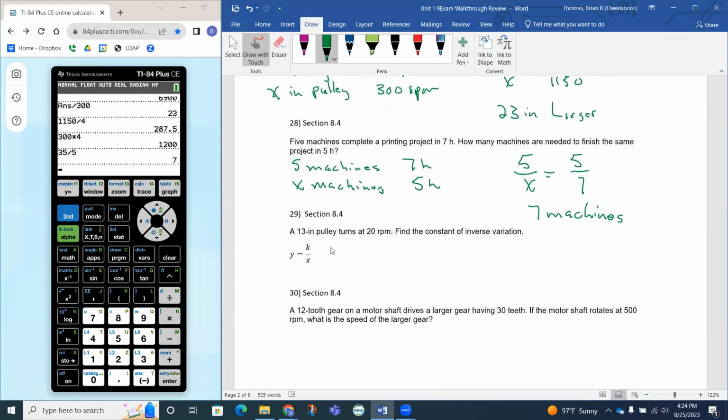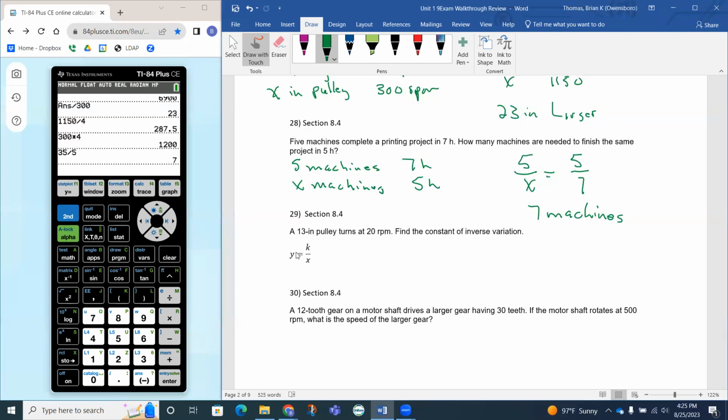So question 29, we have a 13-inch pulley that turns at 120 RPM. Find the constant of inverse variation. So we have this formula that y equals k over x, because remember there's this reciprocal stuff going on, this flipping. So this is what we call an inverse variation equation. Notice how the k is our constant of variation.